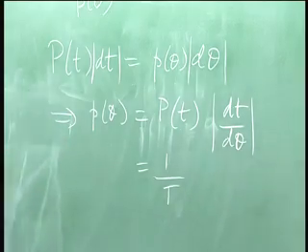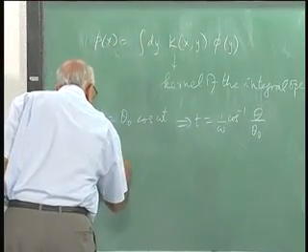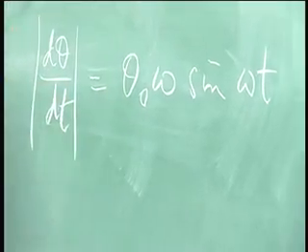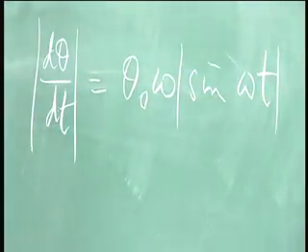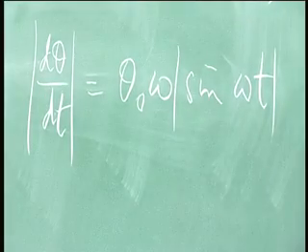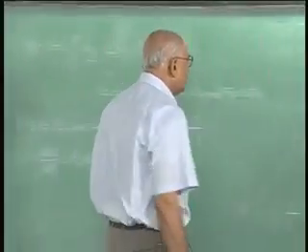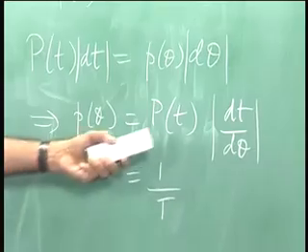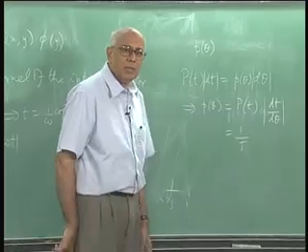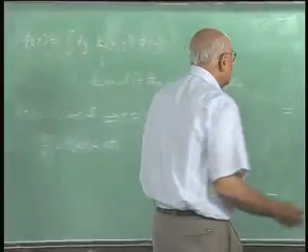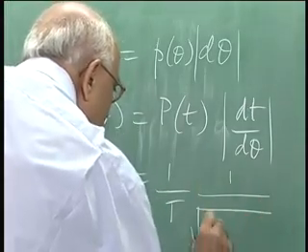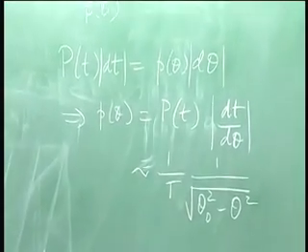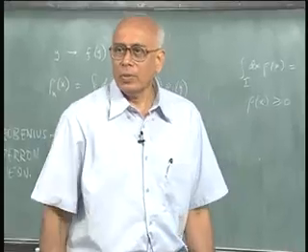And then dt over d theta is not hard to find, because you know that d theta over dt equal to theta naught omega sine omega t, and I take the modulus of this, so there is no plus or minus sign, and I invert it and write it in terms of theta. So what does this give you? D theta over dt is just sine, so dt over d theta gives you a sine in the denominator, but I must write it as a function of theta. It goes like this, some constant, we do not care, we will normalize it, times 1 over square root of theta naught squared minus theta squared.